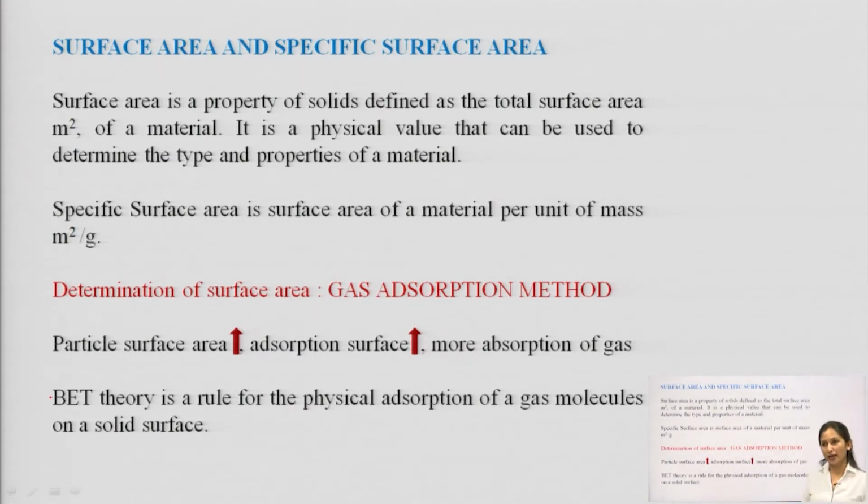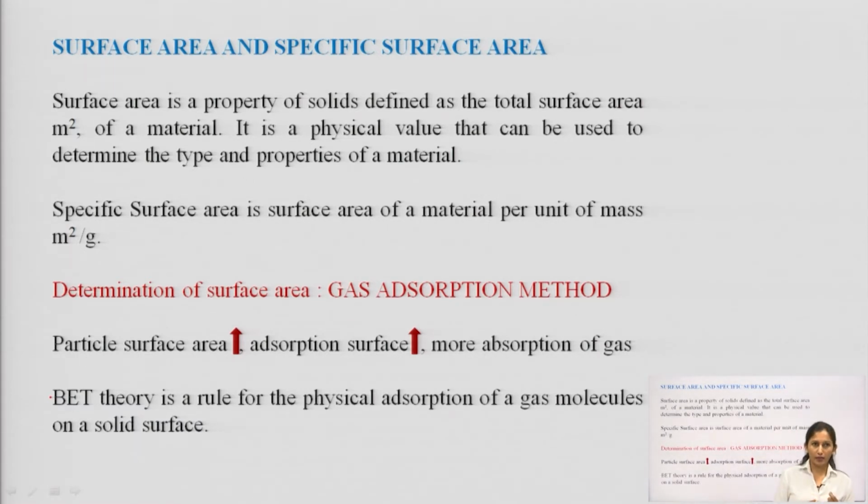In this experiment, in a sample cell we fill 1 gram of powder. That is why we are determining the specific surface area, because we have taken 1 gram of powder. As the particle surface area increases, the adsorption surface will also increase, and subsequently there will be more adsorption of gases.